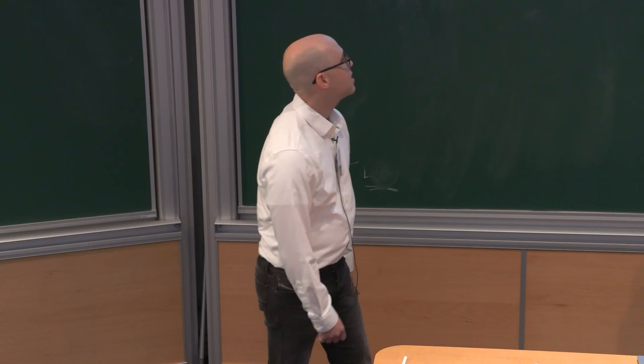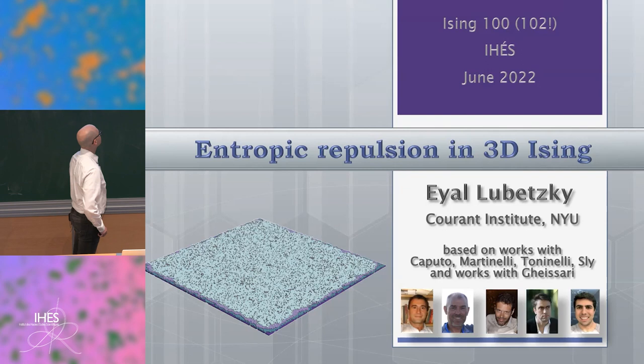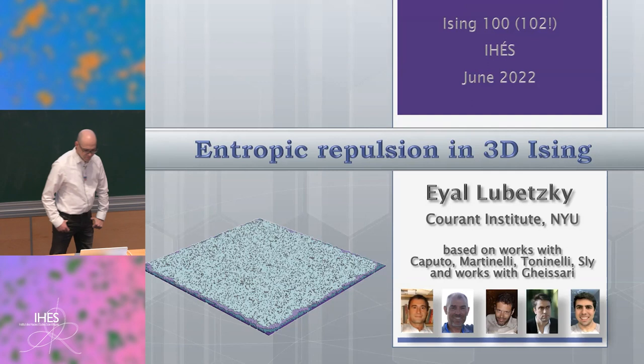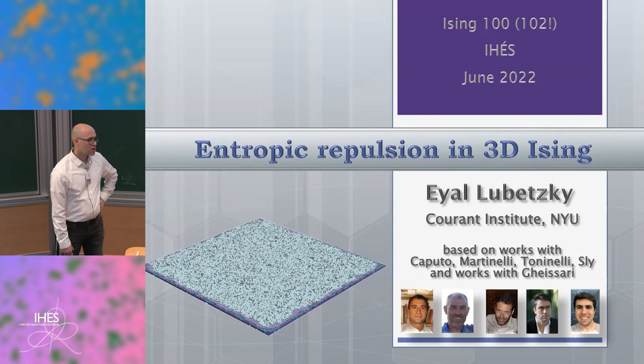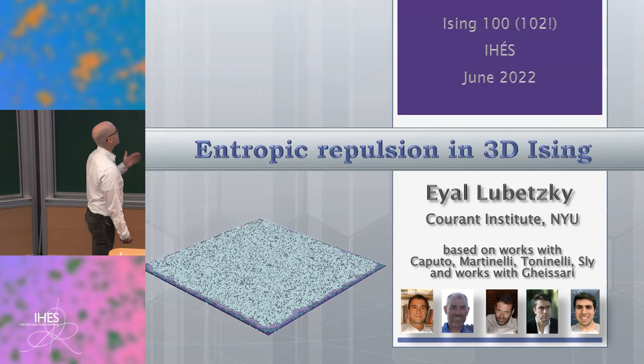I'll be talking about two series of works, one with Pietro Caputo, Fabio Martinelli, Fabio Toninelli, and Eyal Lubetzky, and the other with Reza Gheissari, and Fabio and Reza are here. One part is on the solid-on-solid model, and that sequence of work was trying to get a detailed understanding of what we expect to find in the 3D Ising model, and the second line of works is trying to confirm these predictions for the Ising model.